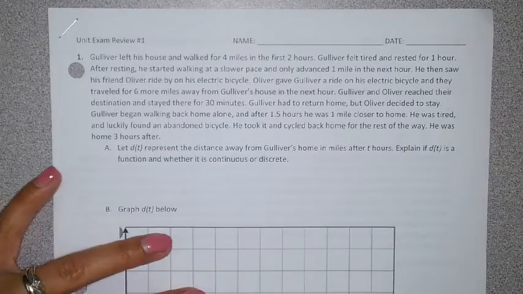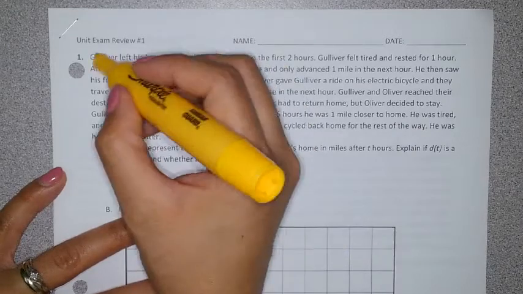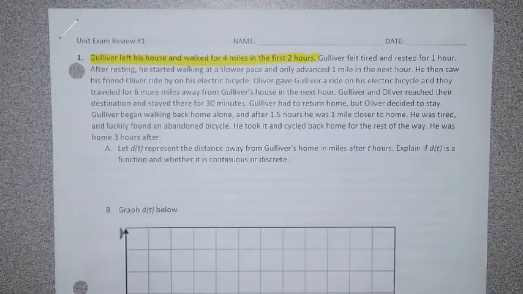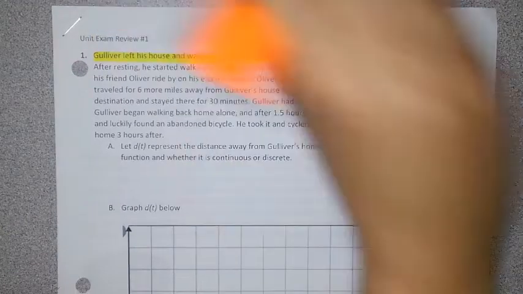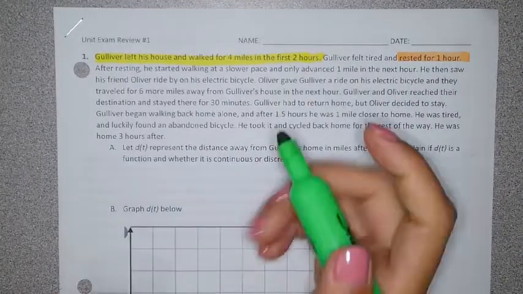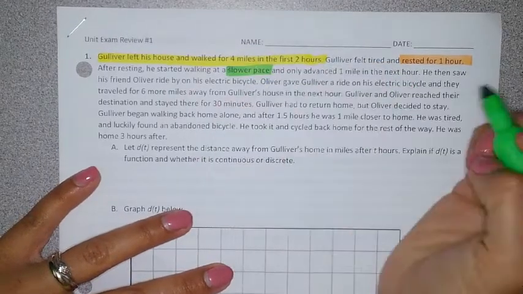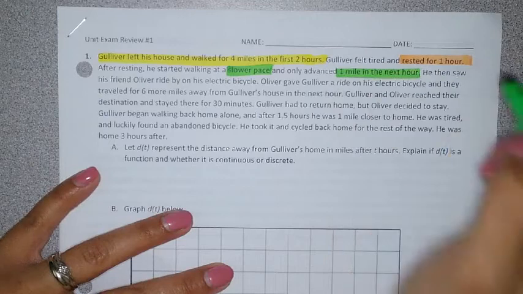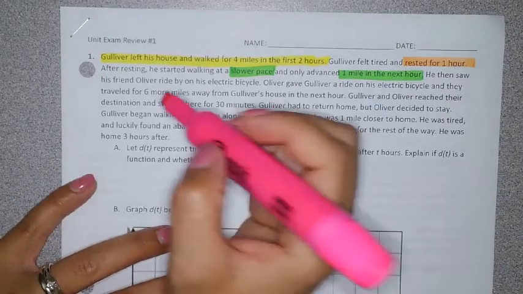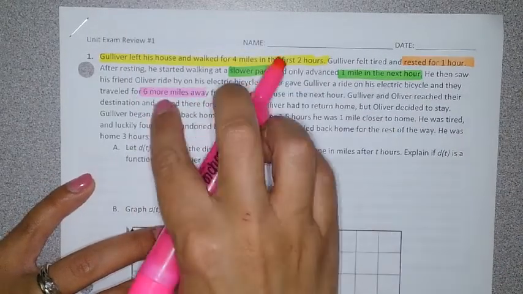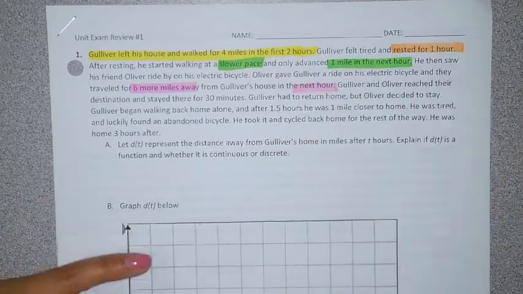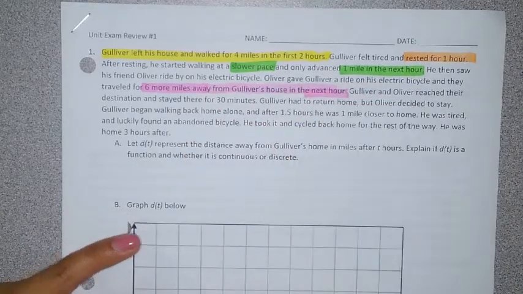doing certain things. In this case, the first thing that we notice is that he's walking for 4 miles in the first 2 hours. Okay, and then it says here that he rested for an hour. After he rested, he was walking at a slower pace, and he advanced 1 mile in the next hour. Then he saw his friend, and they went on their bike, and they traveled 6 more miles away from Gulliver's home in the next hour. Okay, so that's the next thing that he does.